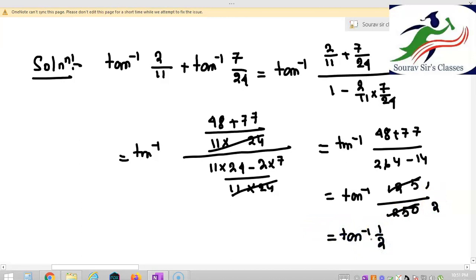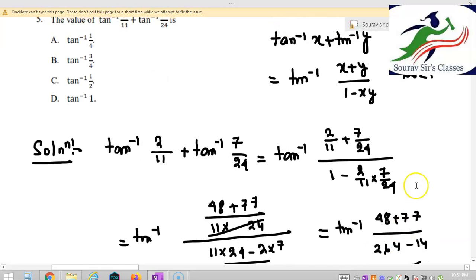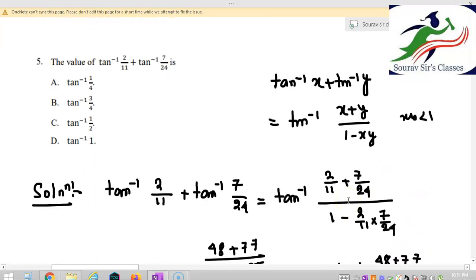It was an easy question, right students? So this is our answer. So we have solved it. It really was an easy question. So you can see that this is our option C. So we have solved this question. Okay, this is our option C. Now we have solved the question number 5. So let's solve the question number 6. Okay students.